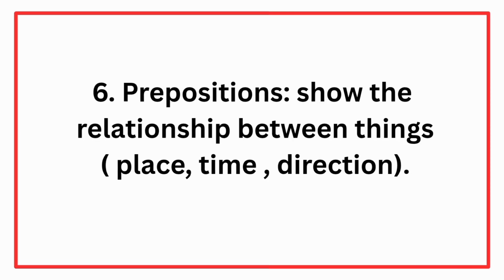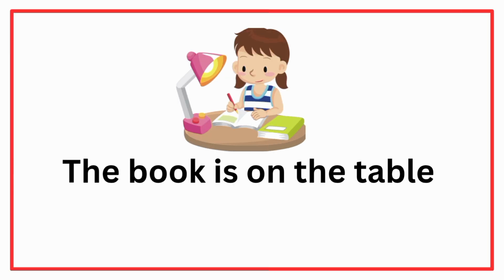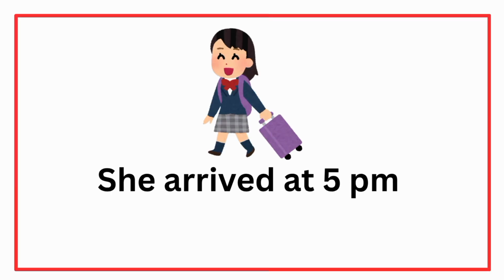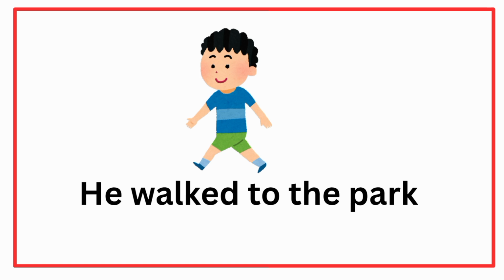Six. Prepositions: show the relationship between things, place, time and direction. Examples. The book is on the table. She arrived at 5 p.m. He walked to the park.